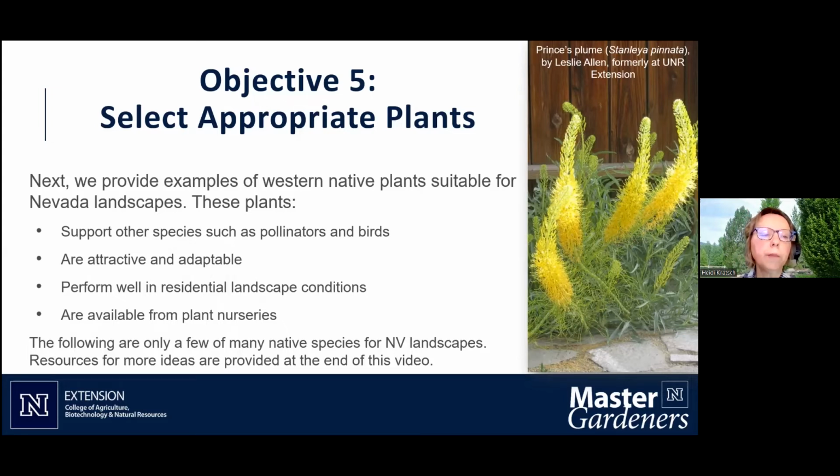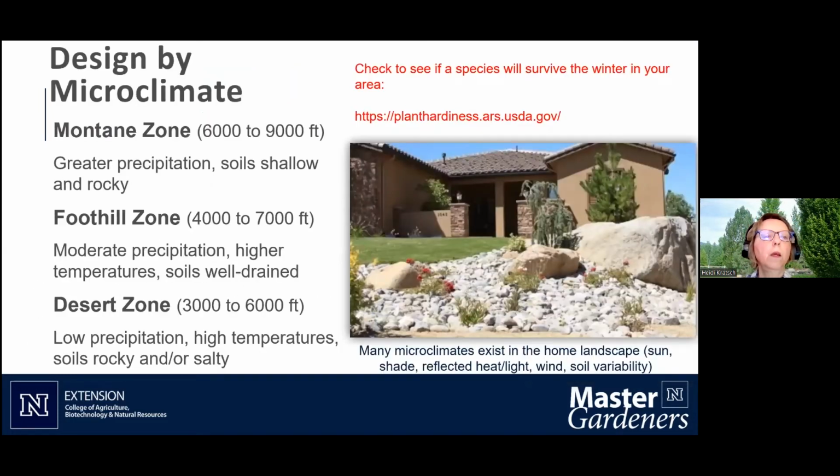In the following slides, I'm going to show you some really nice native plants that I think would do well in Nevada. But these are only a few of the many native species that could be used in Nevada landscapes. We do have more resources that will give you ideas for other plants, provided at the end of this video and in your Master Gardener Handbook. So make sure you look at some of those websites and maybe get your hands on some of the books that we recommend.